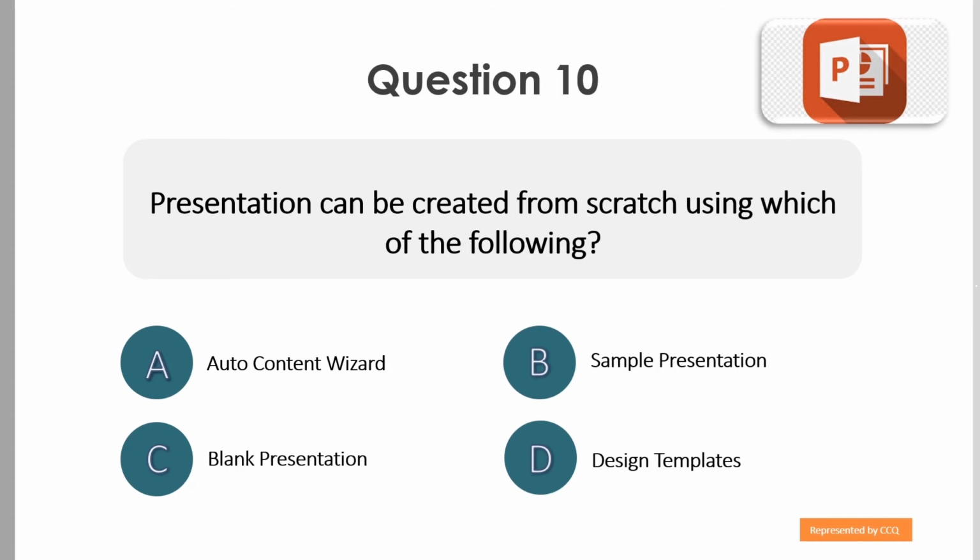Okay. Next question is 10th question. Presentation can be created from scratch using which of the following? So these are options: auto content wizard, plain presentation, simple presentation, design templates. So the correct answer is blank presentation. Okay, C option is correct.